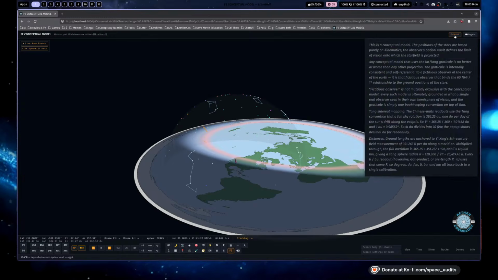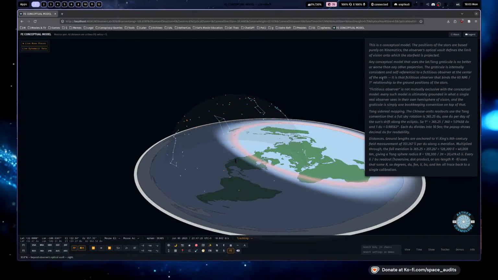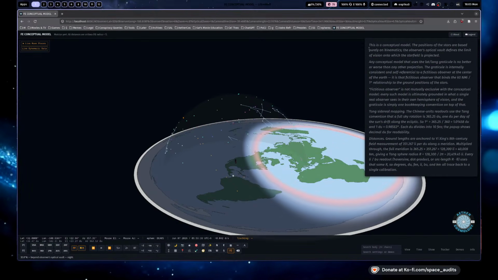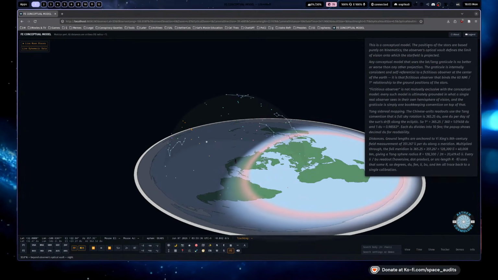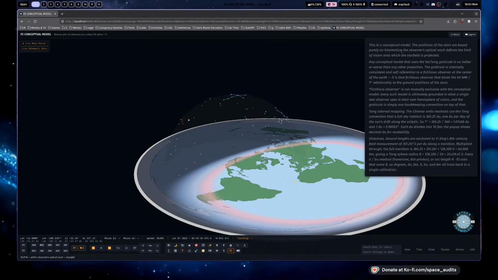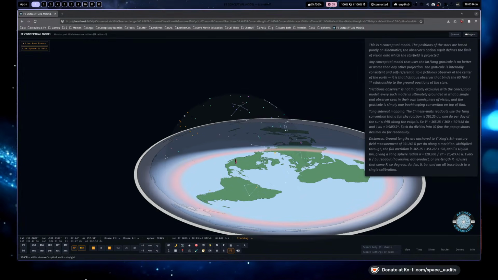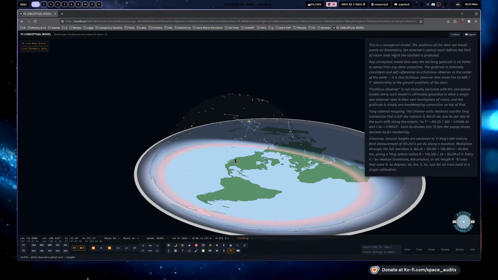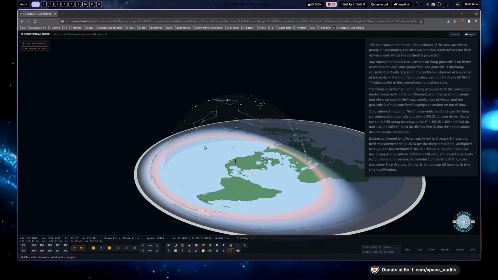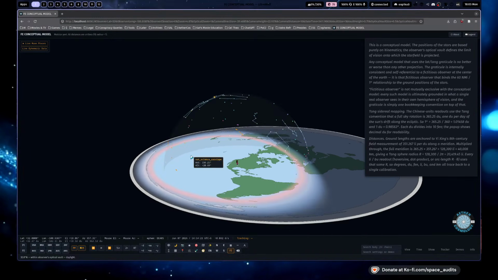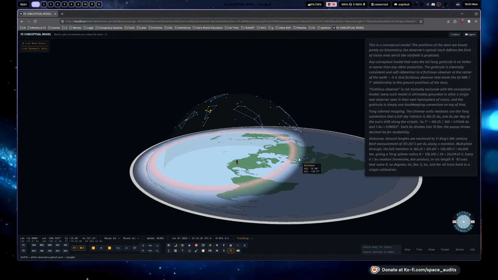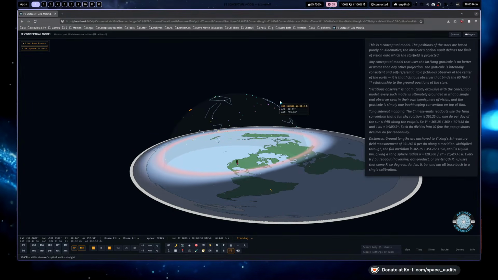So to kick this off, I wrote a little about it here, which I will read from, so we can check this out. This is a conceptual model. The positions of the stars are based purely on kinematics. The observer's optical vault defines the limit of vision onto which the star field is projected. So what that means is you can see here that the observer has a limit of vision and the stars are being projected in here.